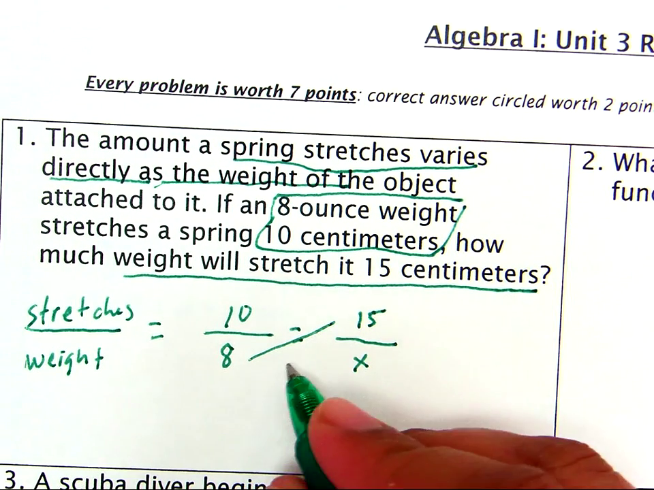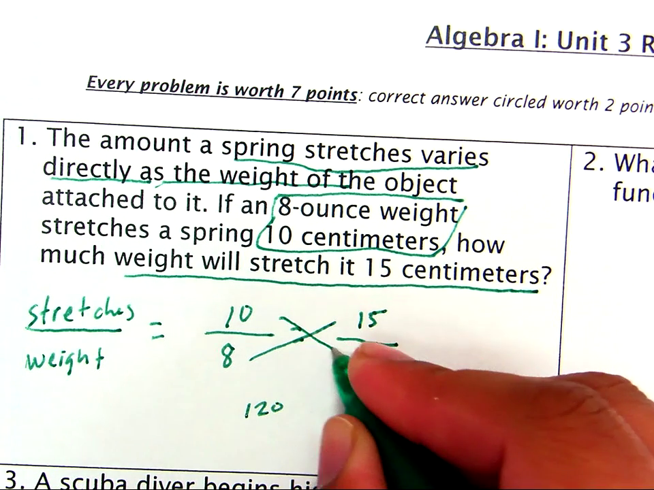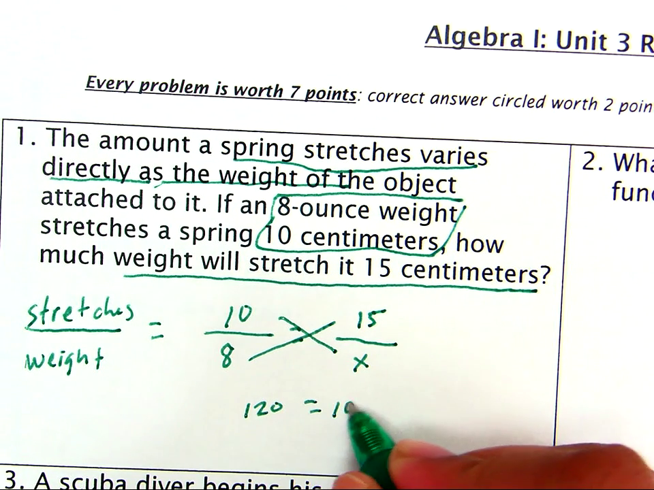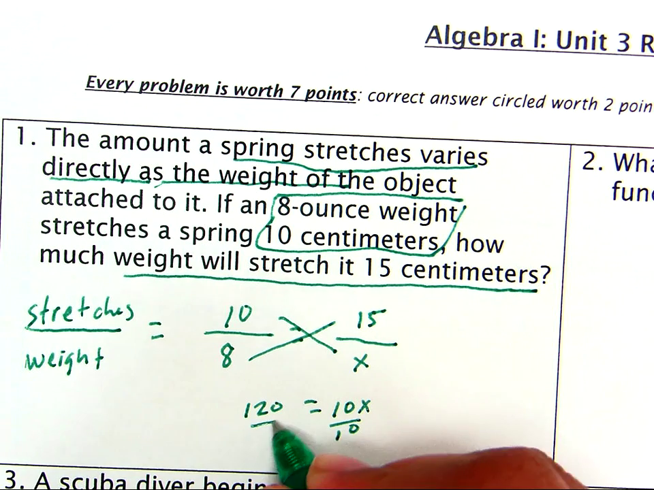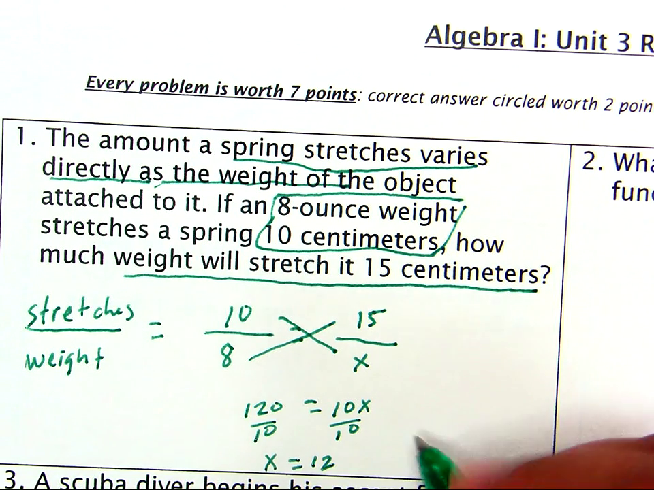8 times 15 is 120. And then x times 10 is 10x. Divide by 10, both sides. X is equal to 12, so 12 ounces.